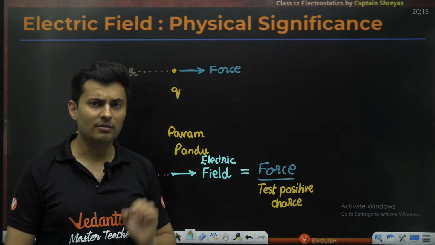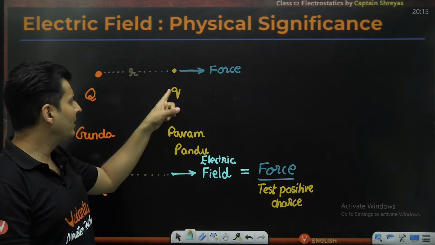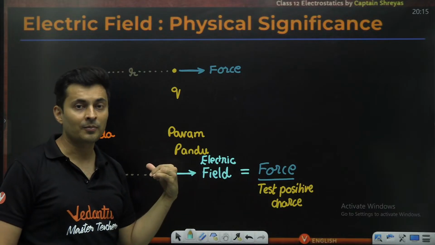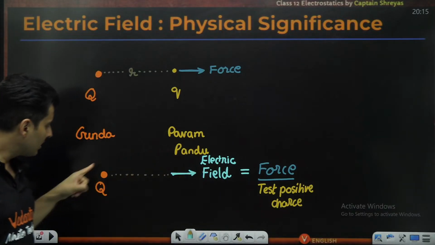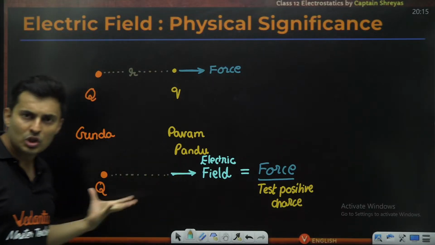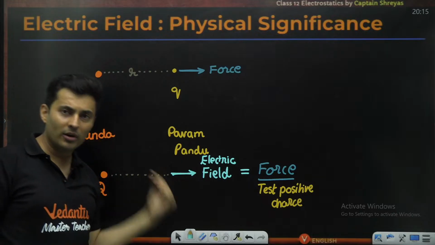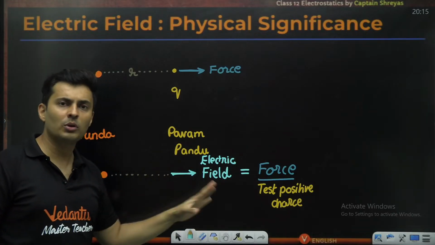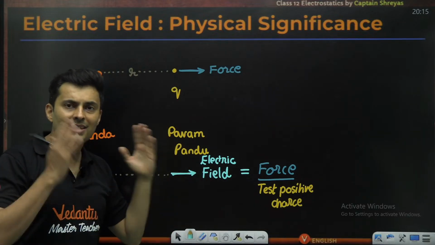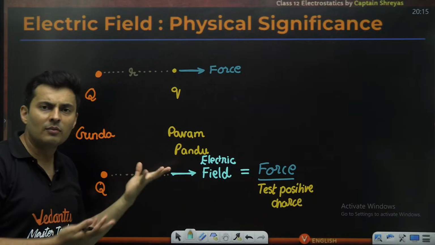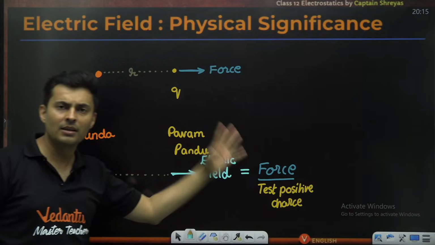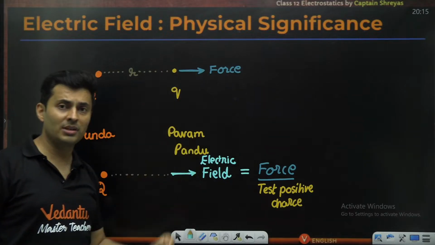Why only positive? There is a simple reason for it. If it was negative, the force will change direction, and even the field will be in the opposite direction. But remember, the field is only dependent on the source charge, not on what you put for testing. So for a positive charge, whatever the field is, for negative it will be exactly opposite. We made a convention, a standard, or else everyone will be confused whether to take outside or this side, left or right. So we always choose a positive test charge.